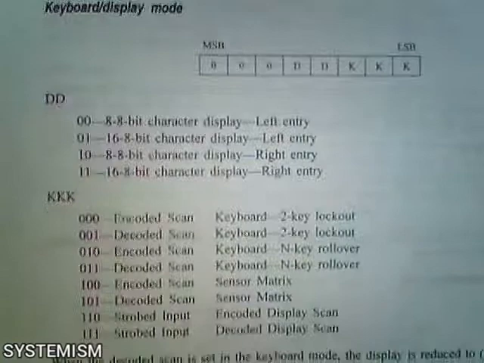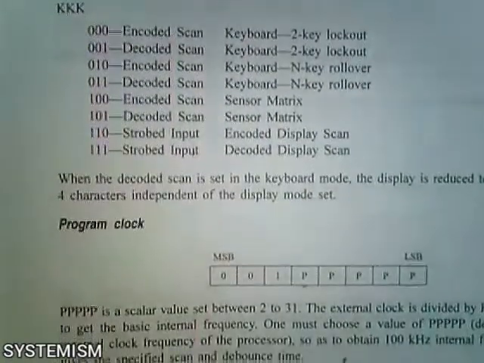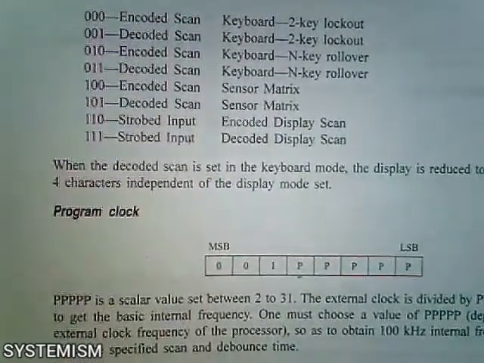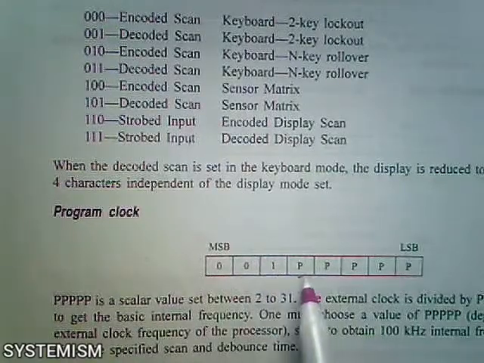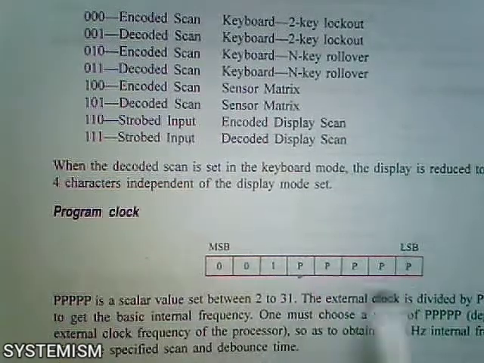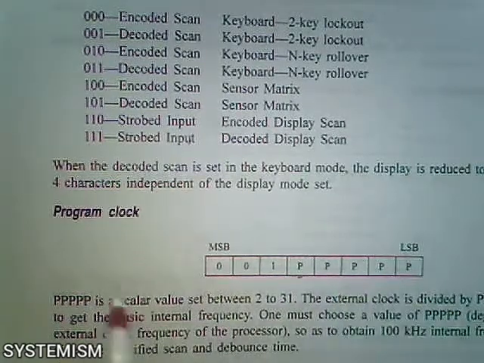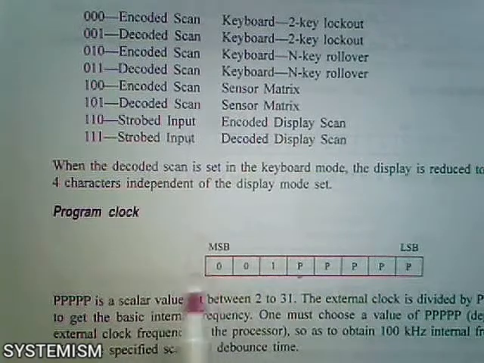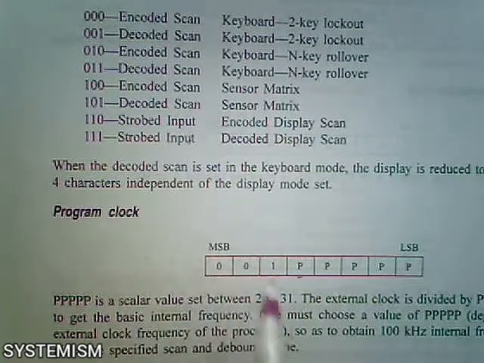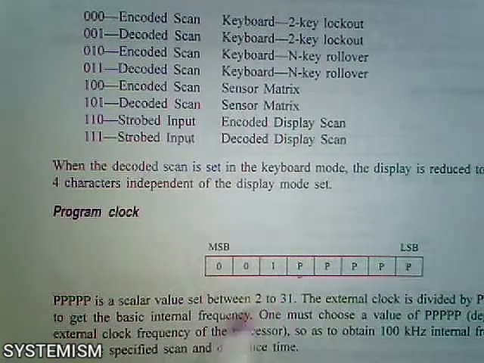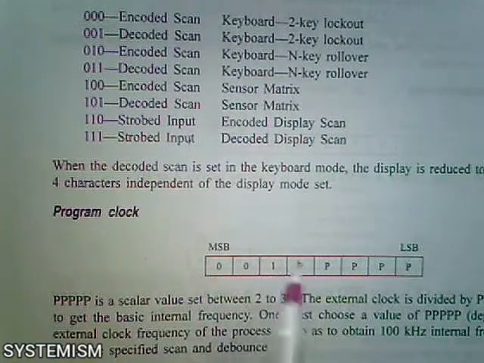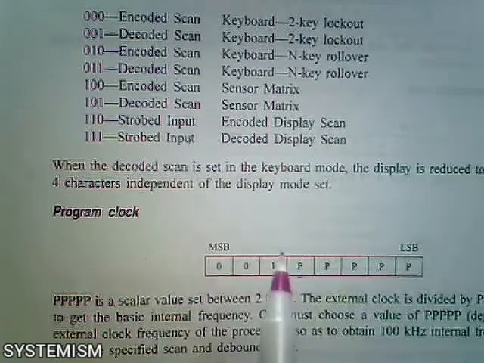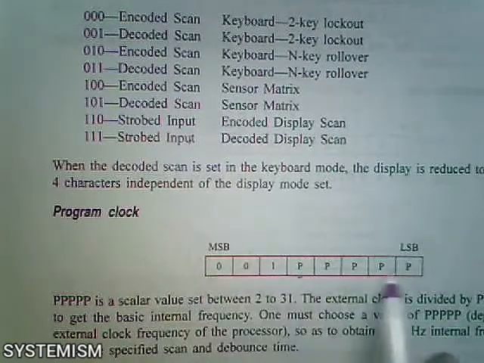Okay, so the next command word is the program clock command word. What is a program clock command word? If you put 001, then it is a program clock command word. So what are these 5 bits? This command word is mainly for giving a clock to the 8279. If you want to divide that clock, say the clock coming inside your 8279 is 1000 kilohertz but you want only 500 kilohertz, then you have to divide the clock by 2. That is done by means of these bits.